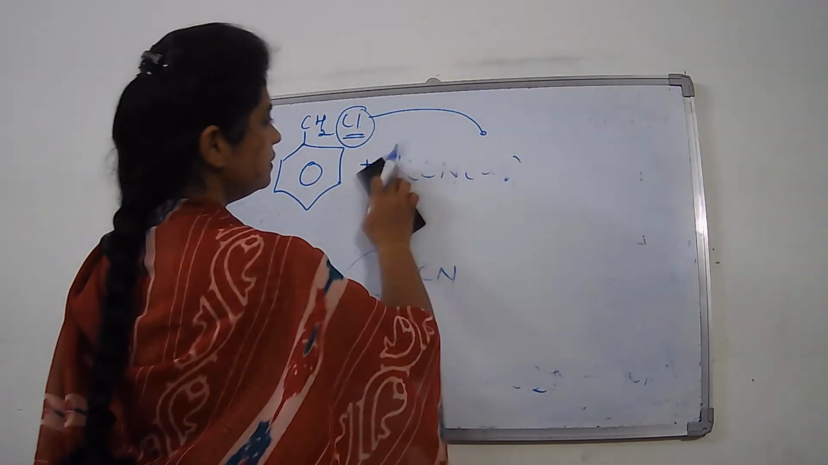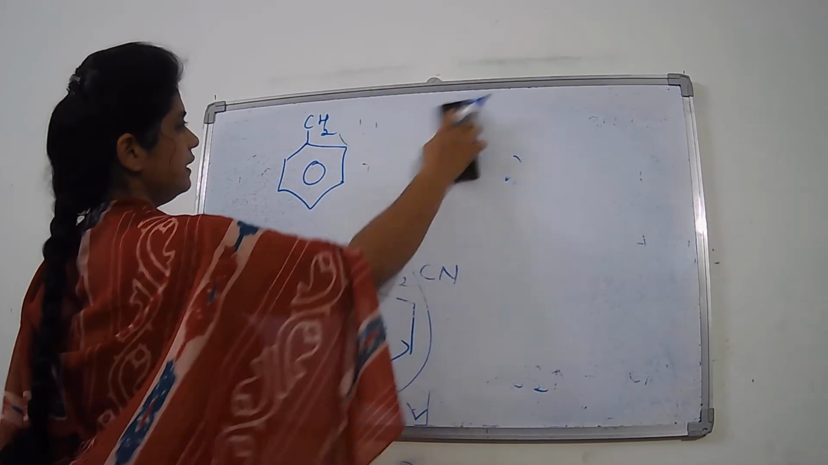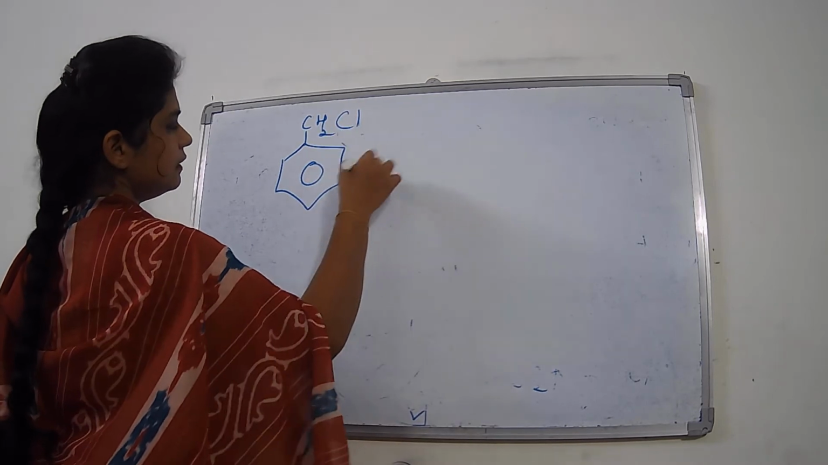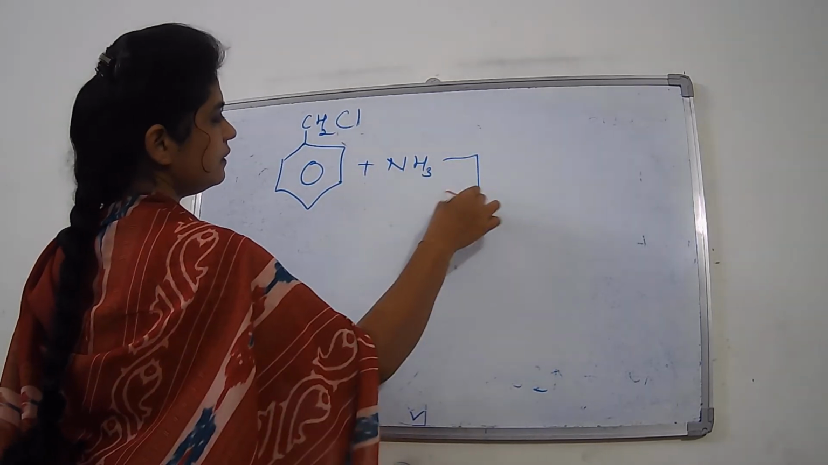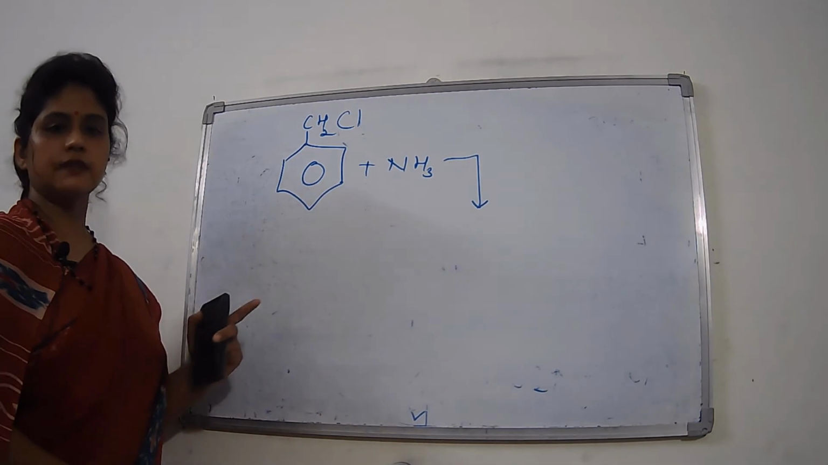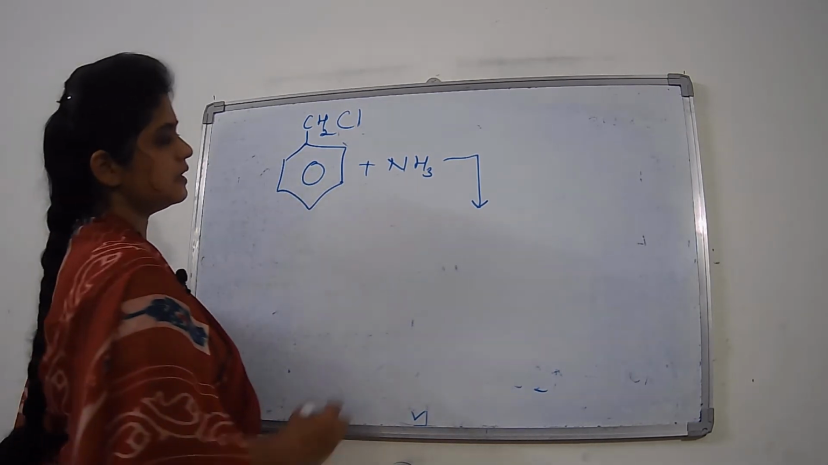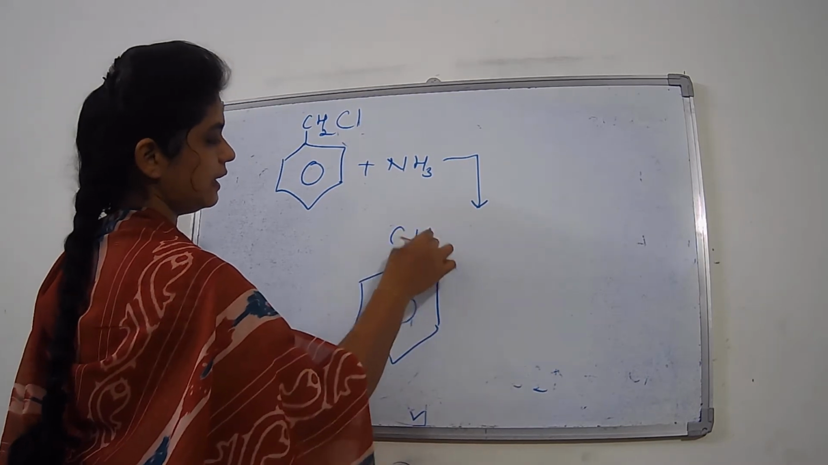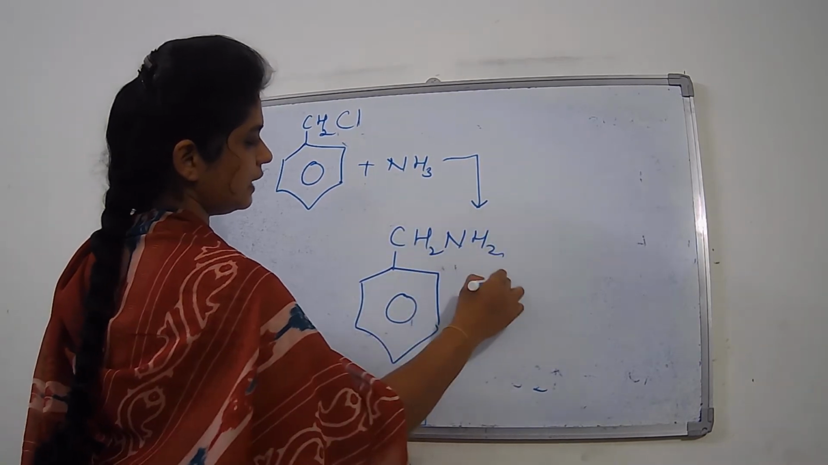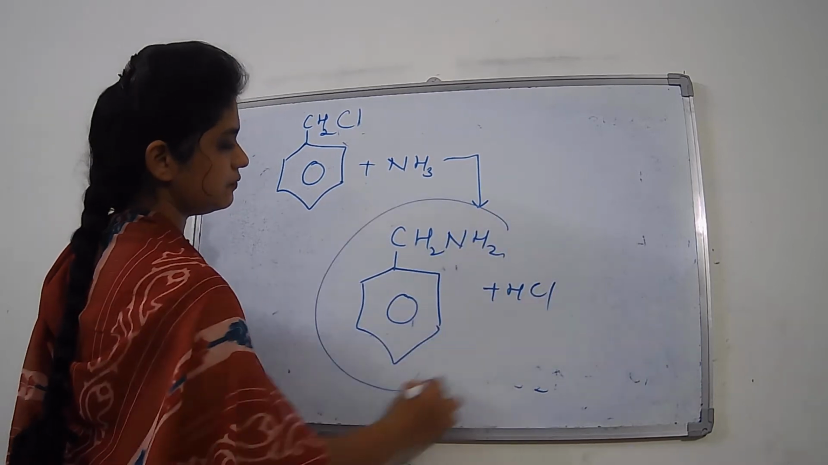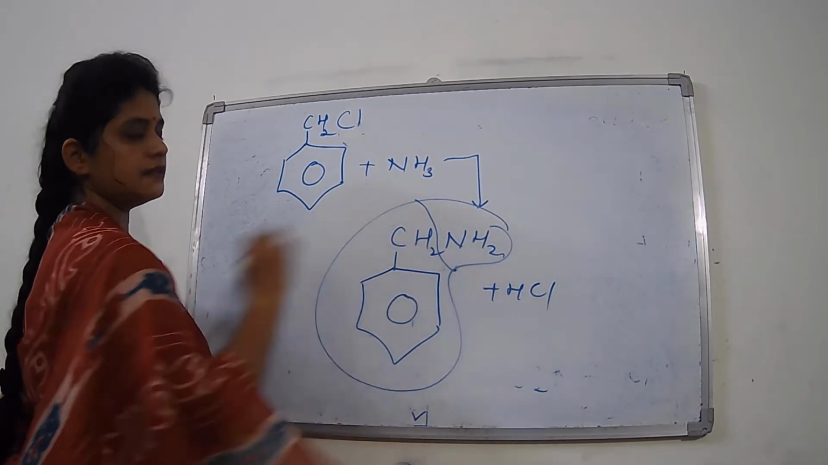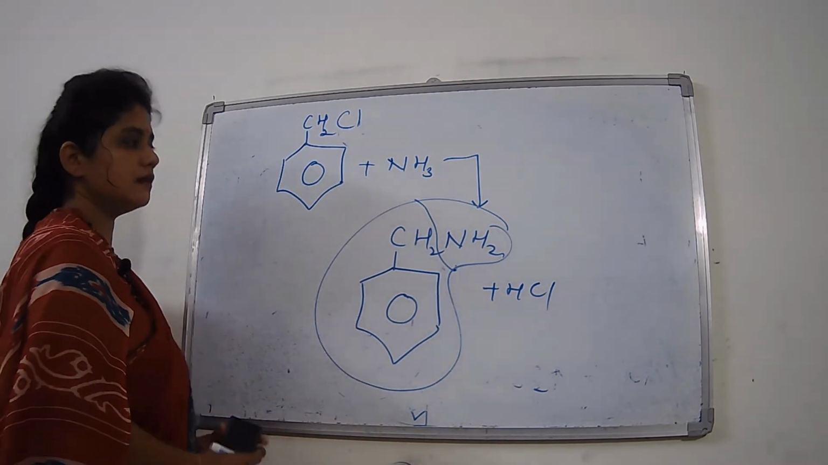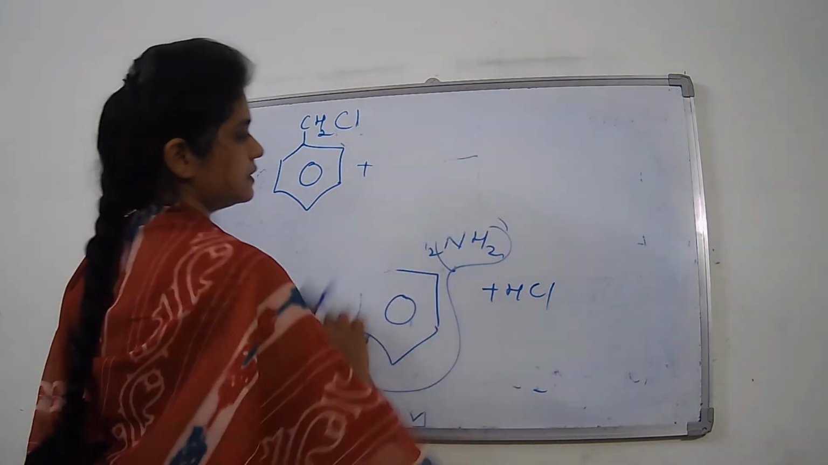The third one is the reaction with ammonia. Whenever ammonia reacts with benzyl chloride, again substitution takes place, meaning Cl gets substituted by NH2 and HCl gets removed. What is the name of this compound? Again this is benzyl, this is amino, so it is benzyl amine. So this is the third nucleophilic substitution reaction.